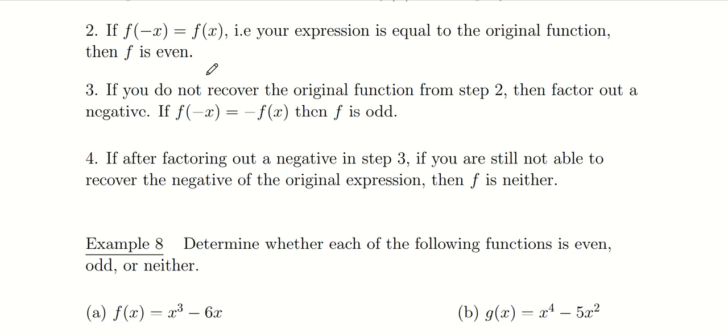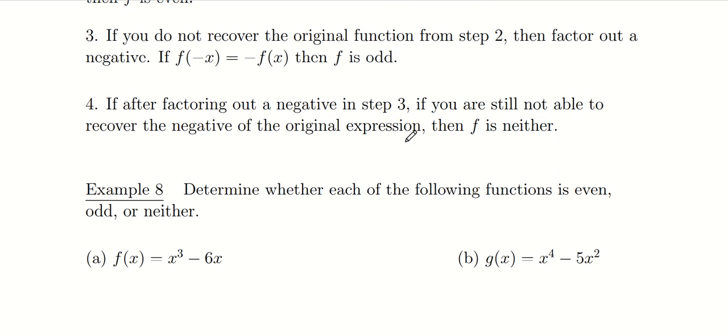If we don't recover the original function initially, the next step would be to try to factor out a negative. If you're able to factor out a negative from the new expression and that then recovers the original, in other words, if we get the opposite of the original, then that would tell us that the function is odd. If after factoring out the negative we're still not able to recover the original, then we would say that the function is going to be neither.